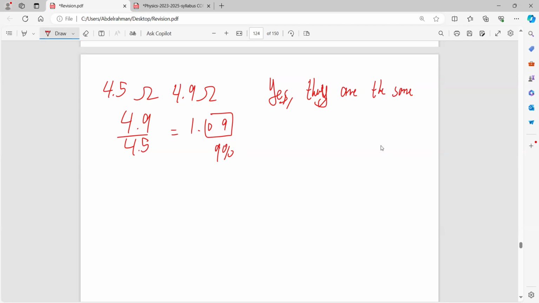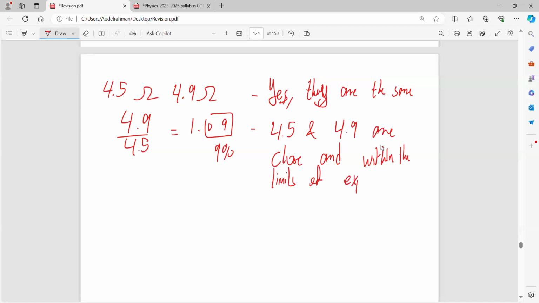Why are they the same number? It has 2 points: the statement and the justification, the statement and the explanation. You have to explain why they are the same number. I would say because 4.5 and 4.9 are close and within the limits of experimental accuracy. You have to say it: limits of experimental accuracy.